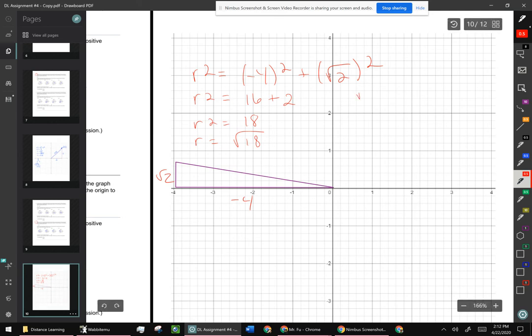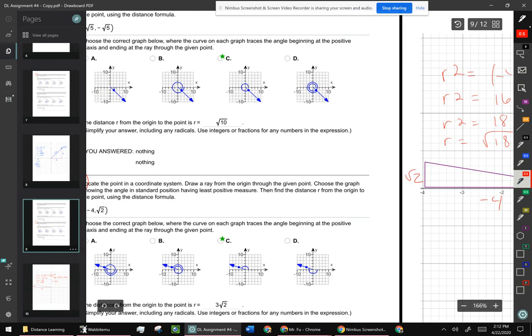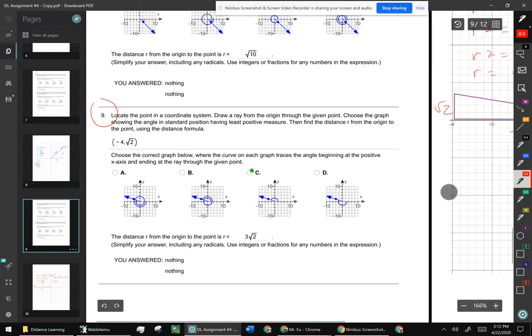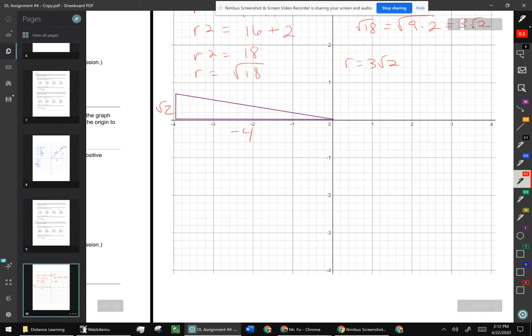And I can say square root of 18 is equal to square root of 9 times square root of 2. And then that will be 3 root 2. And again, that is your answer. So the distance from here, the origin, to the point that they gave us is 3 root 2.